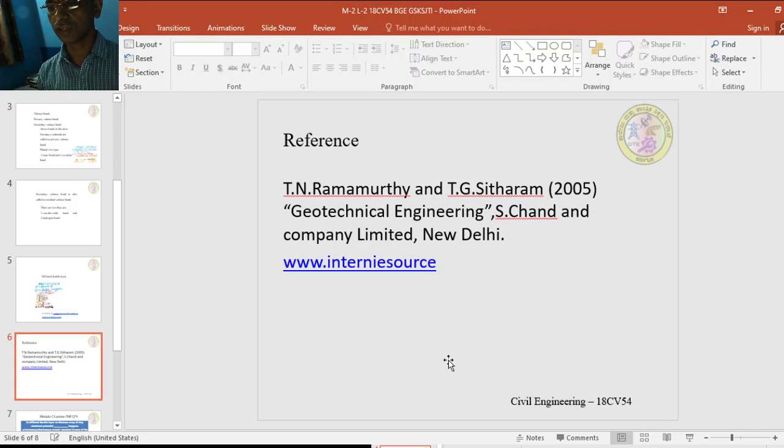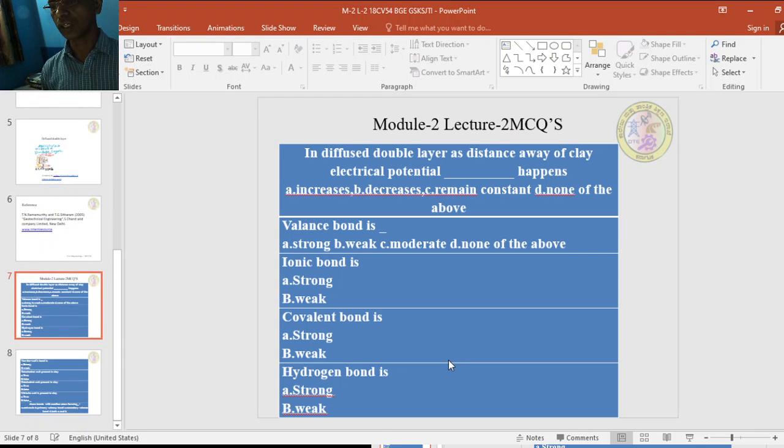So these are all the references that we used for preparation of these slides. Coming to the MCQ questions. Question number 1, students: in a diffuse double layer, as distance away from the clay increases, electrical potential dash happens. A increases, B decreases, C remains constant, D none of the above. Your answer is B, decreases.